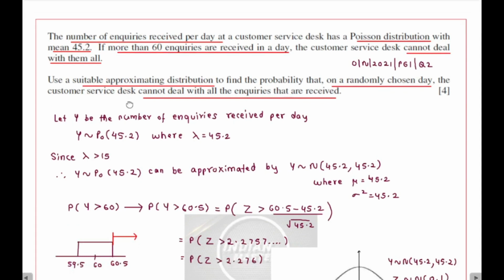So hope you have understood this particular question, how we can approximate a Poisson distribution using the normal distribution.